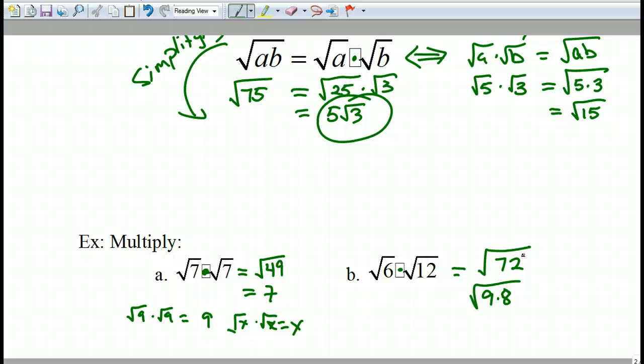Bigger than that. Nope, 21 is not a perfect square. 24. You guys look at your chart. 37. 36. 36 times 2.